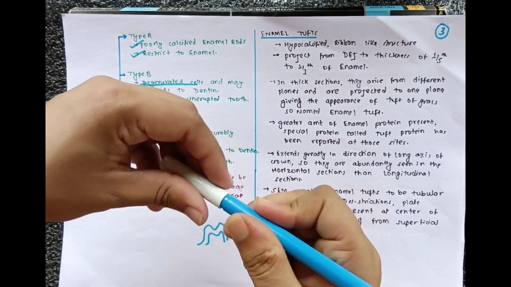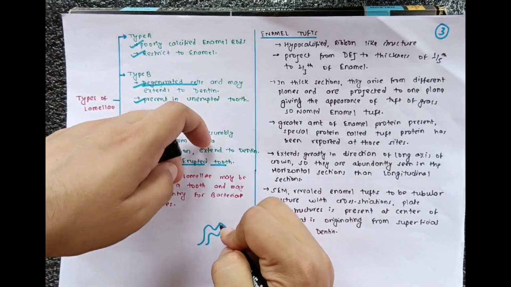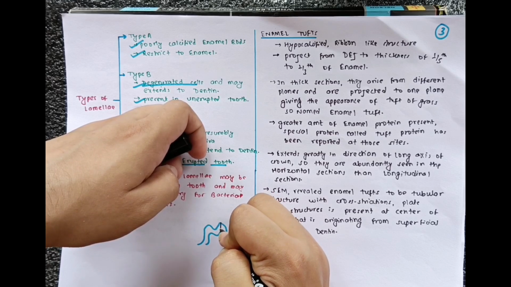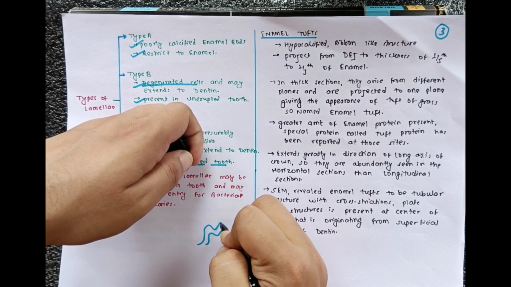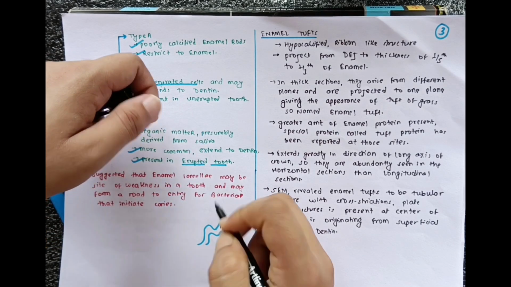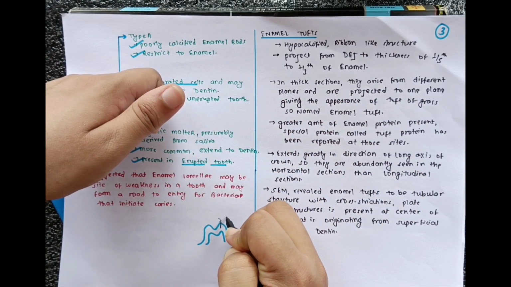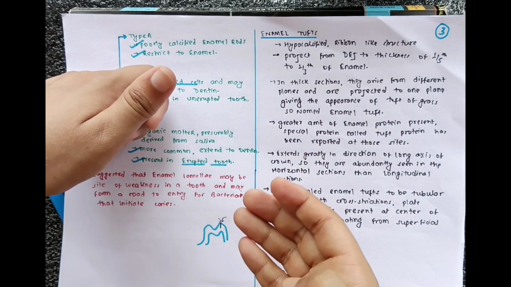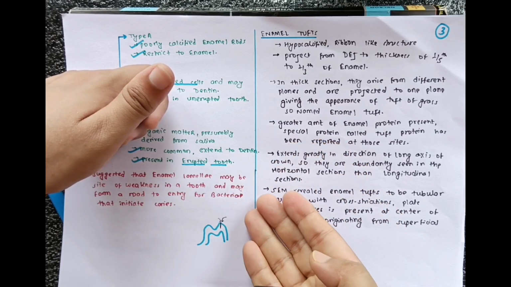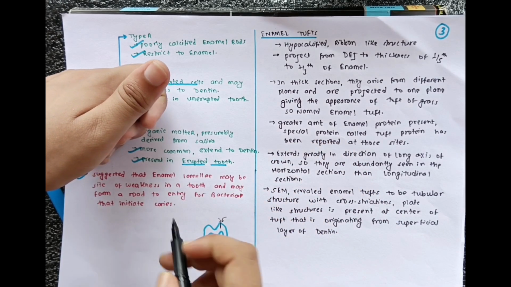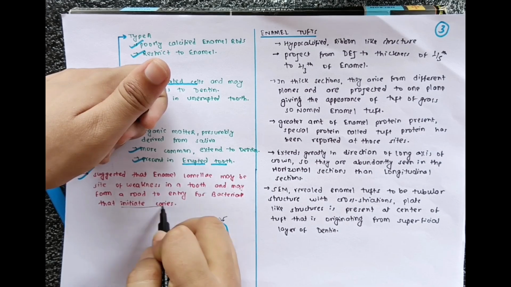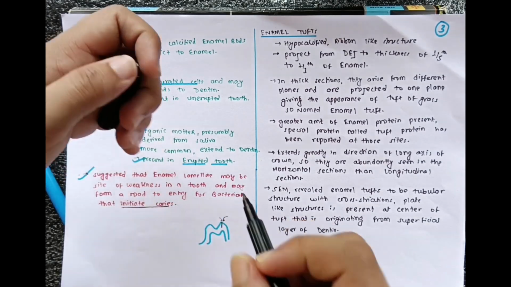Think this is a tooth, and this is an enamel lamella that is extending from the surface towards the dentino-enamel junction, and their external manifestation is the crack, as I have discussed earlier. So from those cracks, bacteria can enter inside the tooth. Those bacteria that enter inside the enamel can cause caries, so they can initiate the caries.